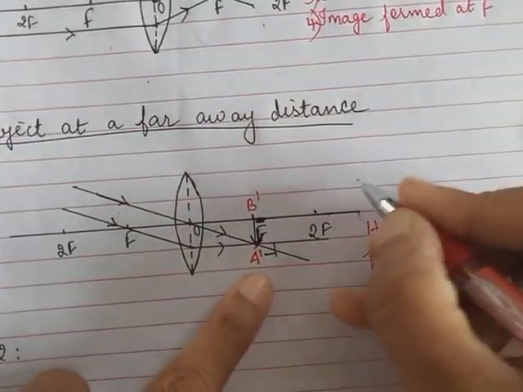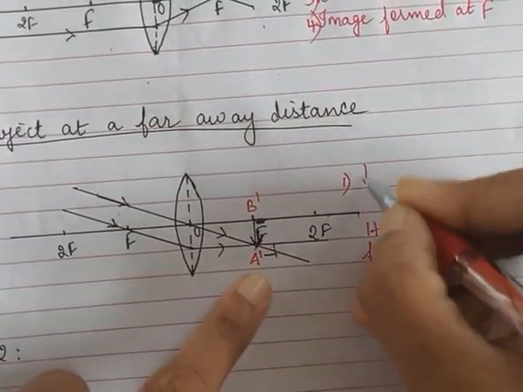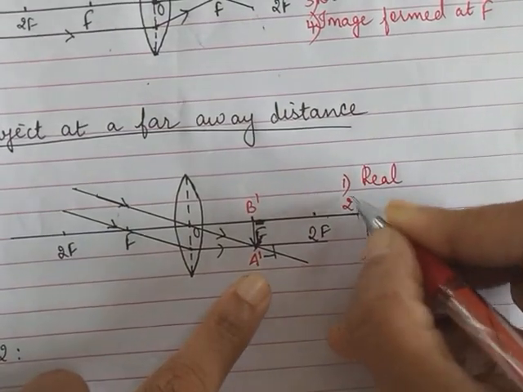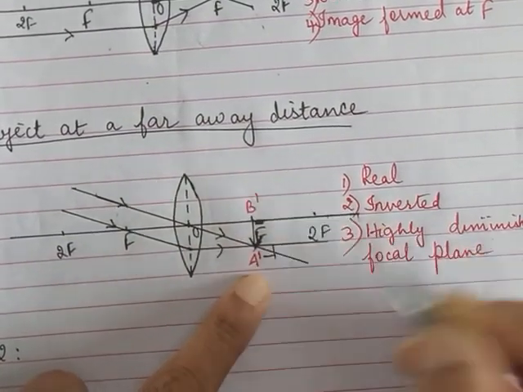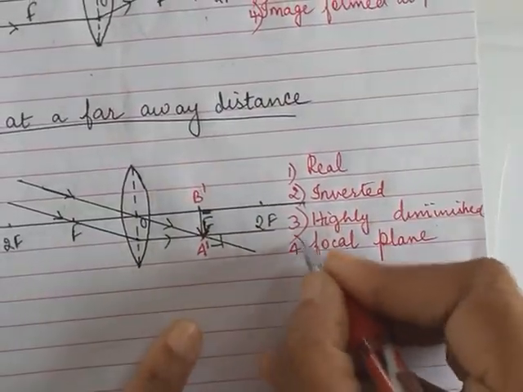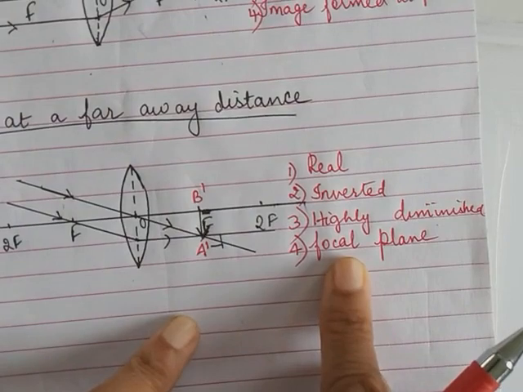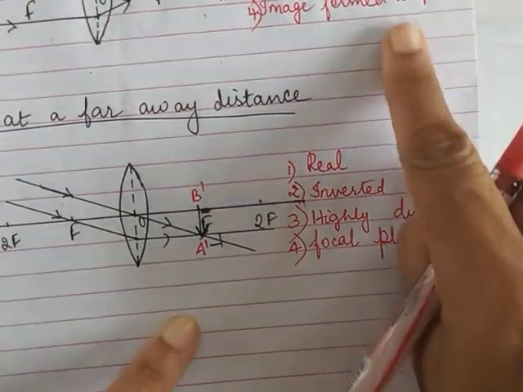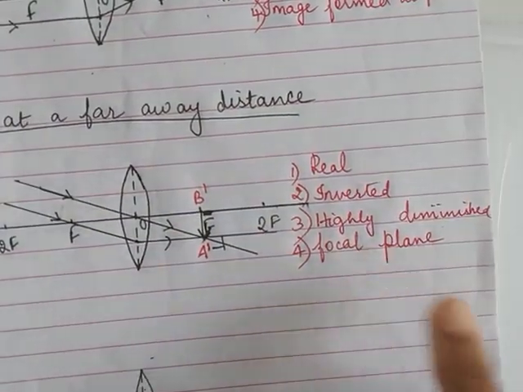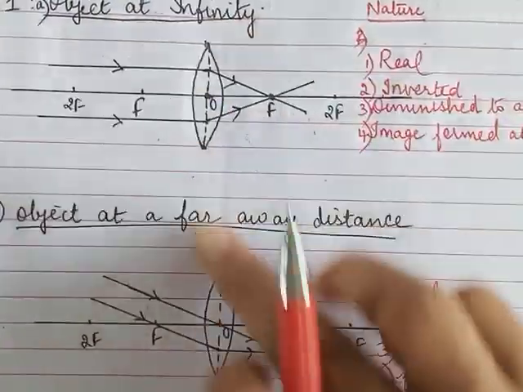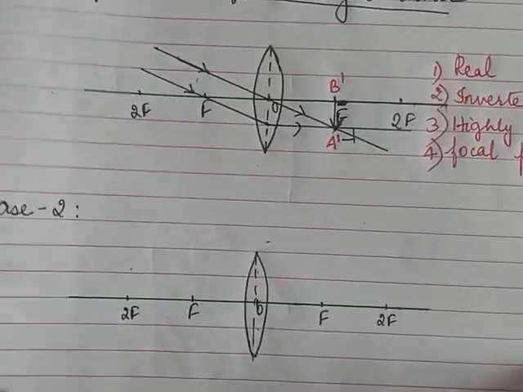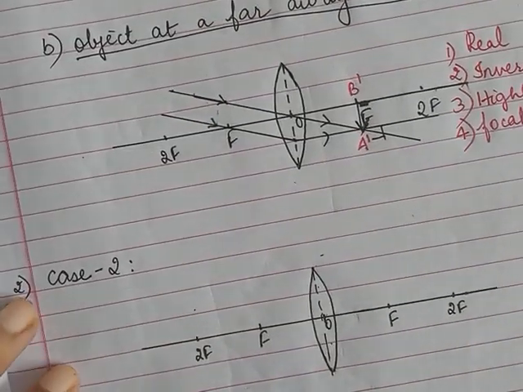Image formed at F. Here, first point, again real, second inverted, third highly diminished. Here it is diminished to a point, here it is highly diminished, and fourth, it is formed on the focal plane, not on the focal point but on the focal plane. Is it clear, children? So case 1, we had 2 diagrams. Okay, now we go to case 2.